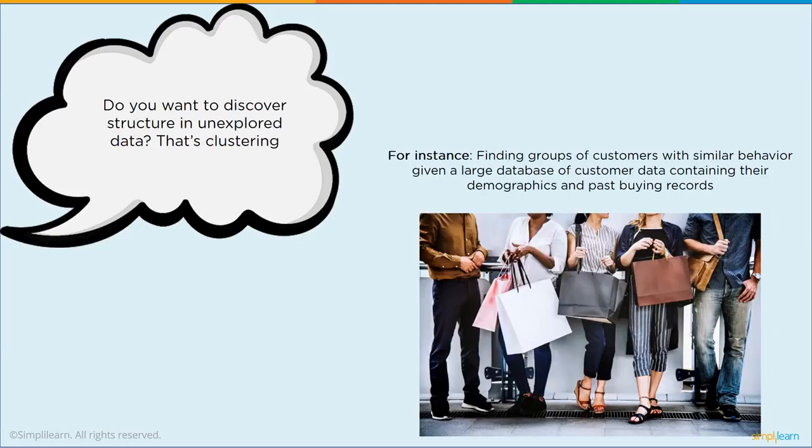Another question that comes up, which is on what we call untrained data, is do you want to discover structure in unexplored data? And that's called clustering. For instance, finding groups of customers with similar behavior given a large database of customer data containing their demographics and past buying records. And in this case, we might notice that anybody who's wearing a certain set of shoes goes shopping at certain stores, or whatever it is, they're going to make certain purchases. By having that information, it helps us to market or group people together so that we can now explore that group and find out what it is we want to market to them if you're in the marketing world. And that might also work in just about any arena.